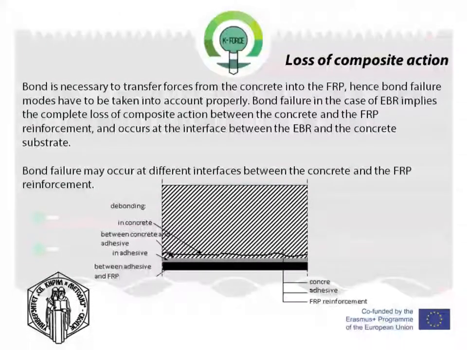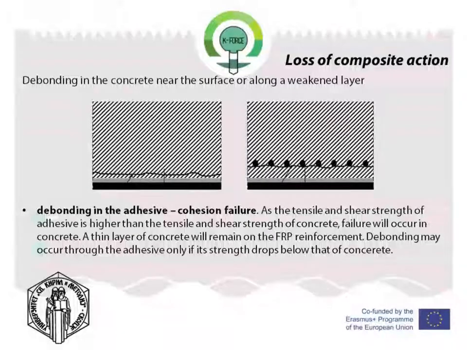Bond failure may occur at different interfaces between the concrete and the FRP reinforcement. Debonding in the concrete near the surface or along a weak layer. Debonding in the adhesive, cohesion failure. As the tensile and shear strength of the adhesive is higher than the tensile and shear strength of concrete, failure will occur in concrete. A thin layer of concrete will remain on the FRP reinforcement. Debonding may occur through the adhesive only if its strength drops below that of concrete.